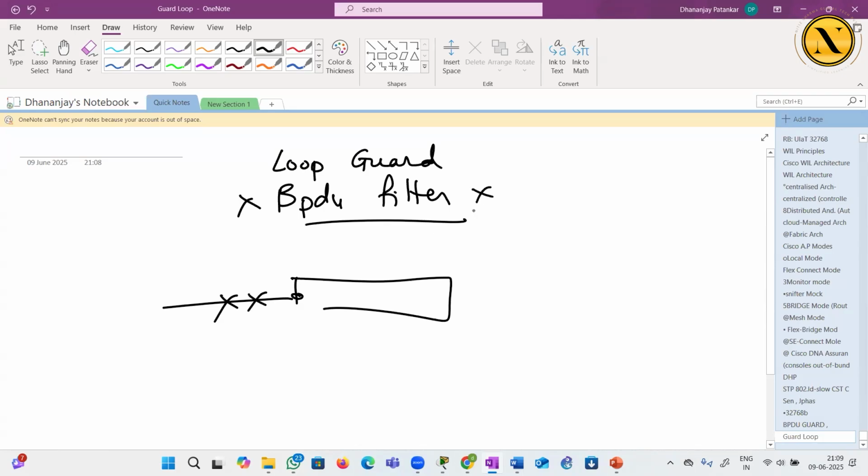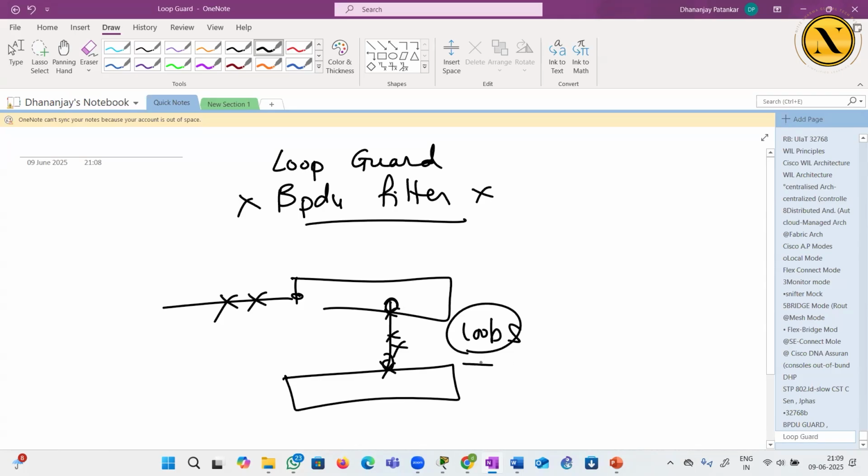So never use this. If you connect two switches and give the BPDU filter command on both the ports, then a loop will happen. It will neither send BPDUs nor receive them. So that will amount to loops. Very bad. Understood? So never use BPDU filter.